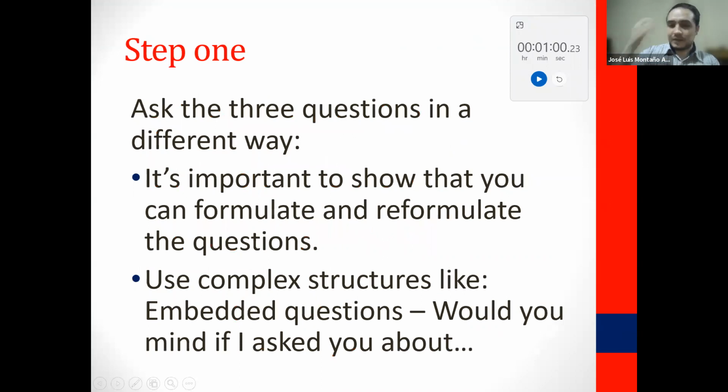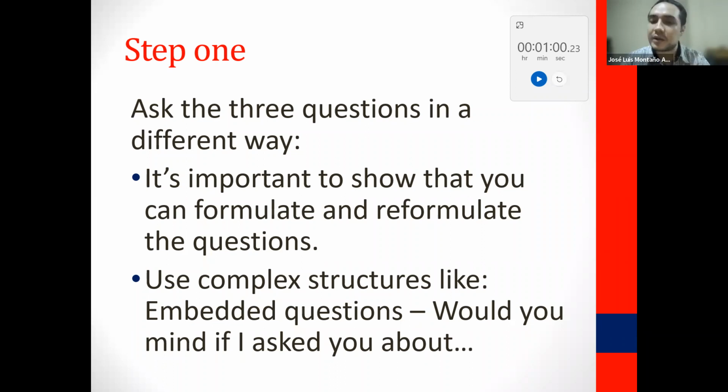Let's now read the steps that we worked on together, just to have everything clear. Step one: ask the three questions in a different way. Remember, in the first 10 seconds it's important to show that you can formulate and reformulate the questions. This shows that you can manage the language well, that you know synonyms and alternatives, and that you can say anything in different ways. That's when you can consider yourself a person who speaks that language.